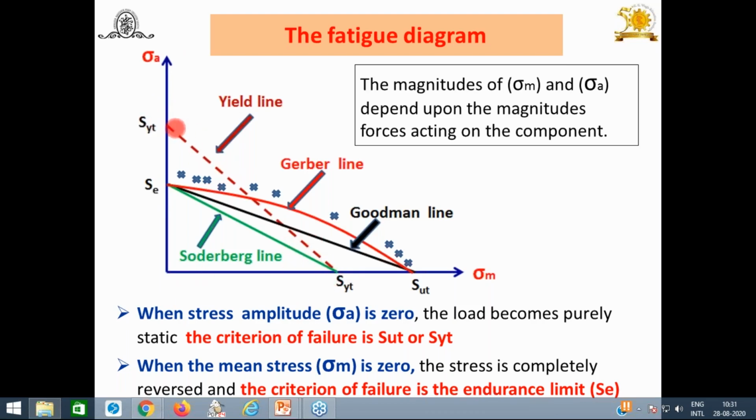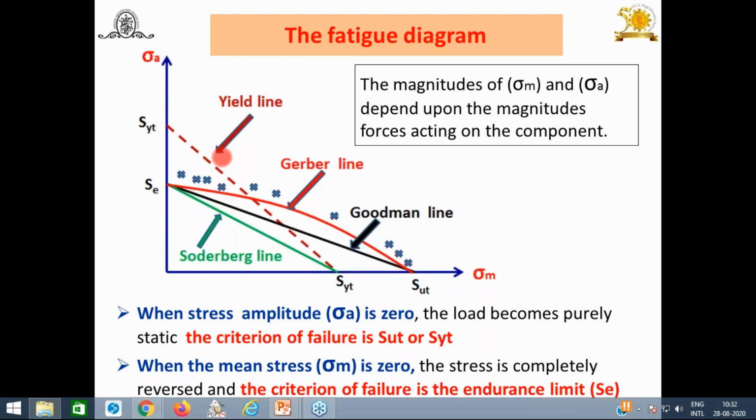If you join this SYT on the x-axis and SYT on the y-axis, you will get this line, which I have shown by a dash line. This line is known as the yield line. From 0 up to SYT on both axes, the magnitude is the same. That's why the angle made by this line is 45 degrees. It's a geometrical construction, you can say. So this is the yield line. What do you mean by yield line? SYT on the x-axis, SYT on the y-axis. The y-axis means the sigma A line and the x-axis means the sigma mean line. We connect SYT and SYT. It's the yield line.